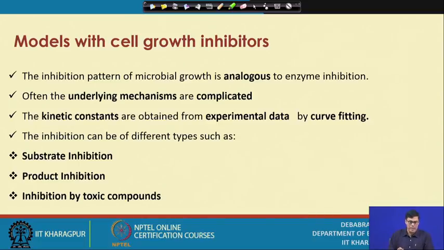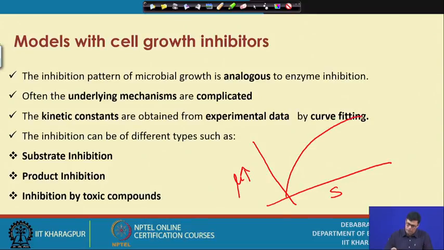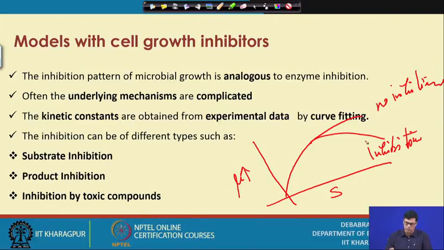Now, as I told you, there are different types of inhibition, and I can give you a typical example. Suppose when you plot mu versus S, we have this kind of plot. This is no inhibition. Now, in case of substrate inhibition, what will happen? This will be like this. This is with inhibition. Why at higher substrate concentration will there be inhibition? So this we consider as the substrate inhibition.